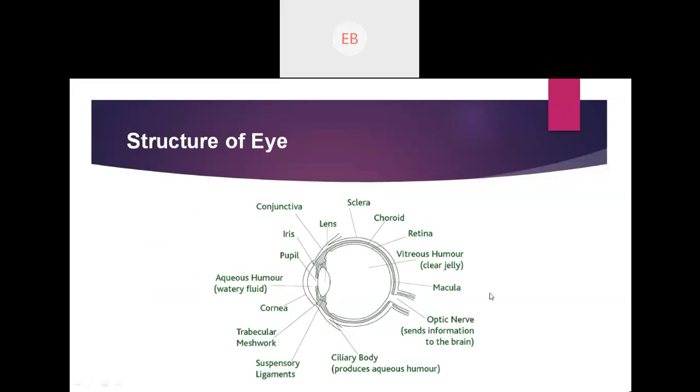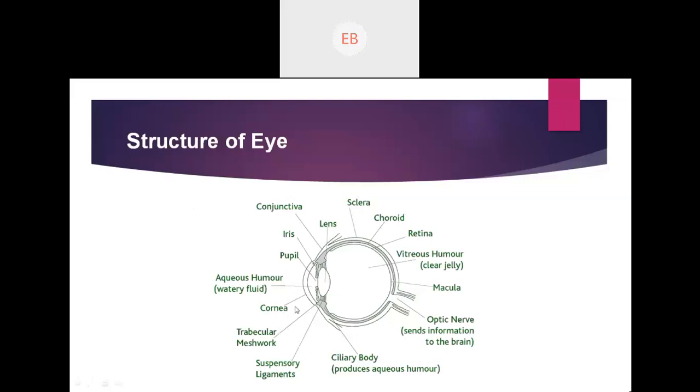Here you can see the basic structure of a human eye. It is nearly a sphere with an average diameter of about 20 millimeters, and it is enclosed within three main membranes: the cornea, the sclera, and the retina. So, cornea, sclera, and retina.